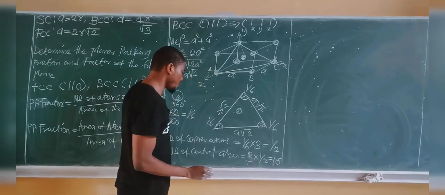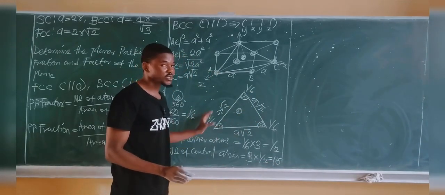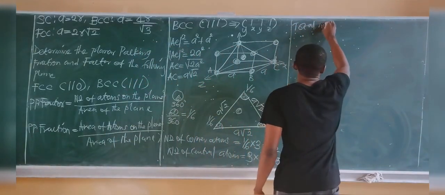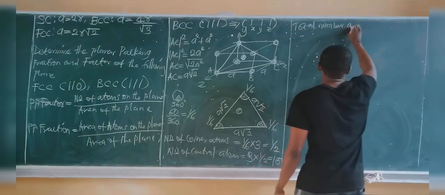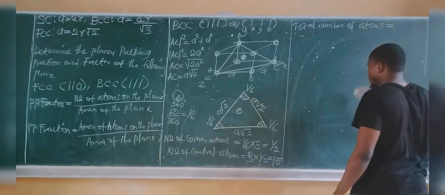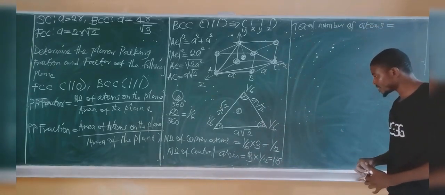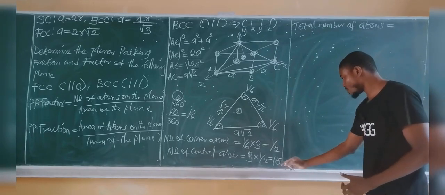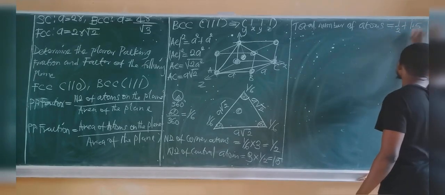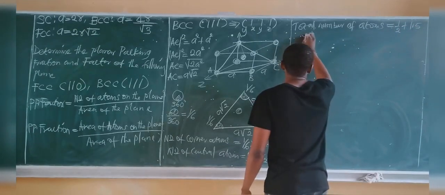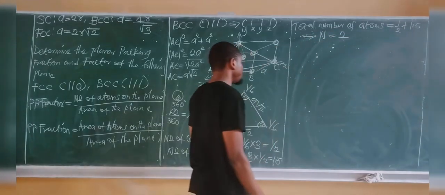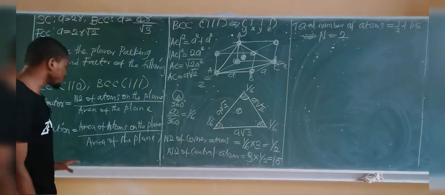1.5. So we have this to be 1.5. Hence, the total number of atoms in this structure becomes the number of the corner atoms plus the number of the central atom. That becomes half plus 1.5. So you have 1 all over 2 plus 1.5, and this simply means that total number of atoms present there becomes 2. So you have number of atoms to be 2. Okay, so we've gotten the number of atoms.